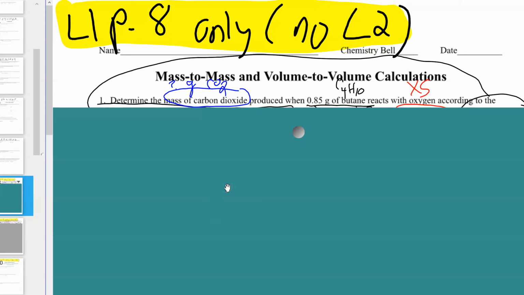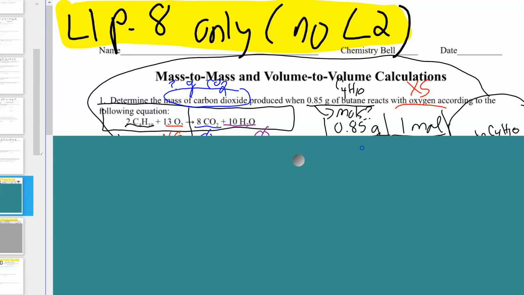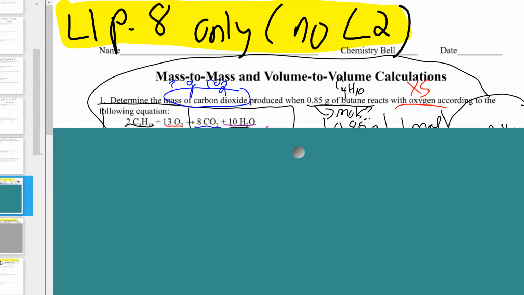Let's look at problem 1. Problem 1 asks us to determine the mass of carbon dioxide, so they're asking for how many grams of CO2 can be produced when 0.85 grams of butane, that's the type of hydrocarbon that's in little click lighters, reacts with oxygen. Now I'm already identifying that's excess. Are you going to run out of oxygen in the room? Probably not, so there's going to be more than enough oxygen, according to the following equation. So I'm just color coding it here. So 2 butane plus 3 oxygen will yield 8 carbon dioxide plus 10 water molecules, or moles.